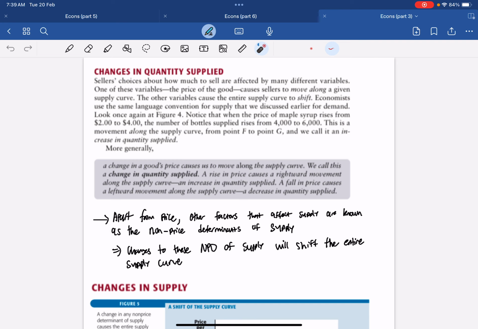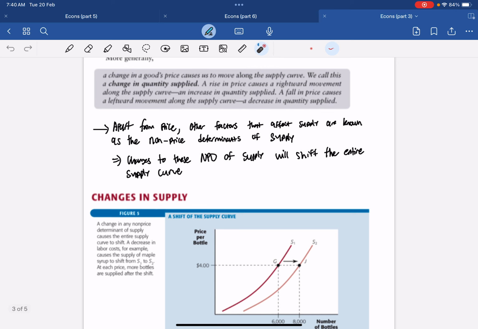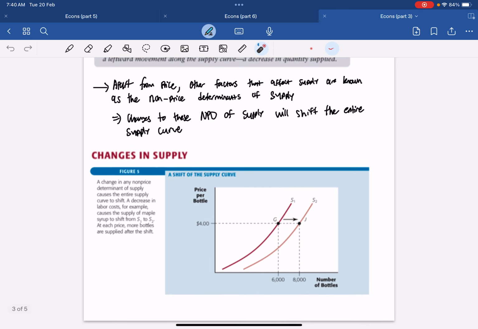And also, apart from prices, there are other factors that affect the entire market supply, which are known as the non-price determinants of supply. And changes to these non-price determinants will shift the entire supply curve, like how we saw in the demand curve. So when you change a non-price determinant, your entire supply curve will shift.